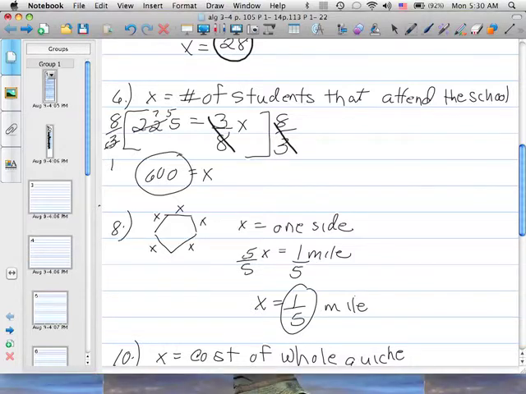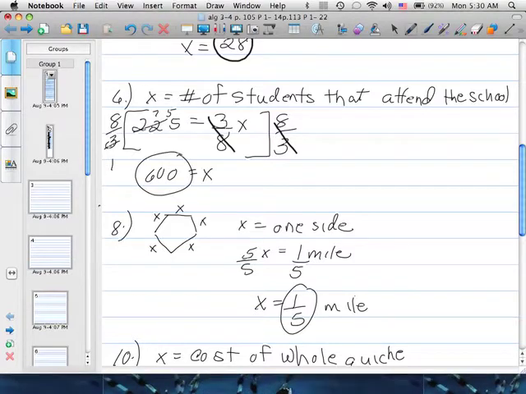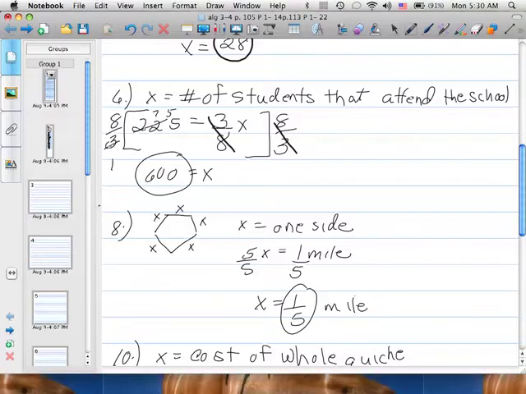Solve it: use the reciprocal of 3/8 and multiply both sides by 8/3. The 3/8 and the 8/3 cancel out, leaving you x. 3 goes into 3 once, 3 goes into 225 75 times. And 8 times 75 is 600. So there are 600 students altogether.